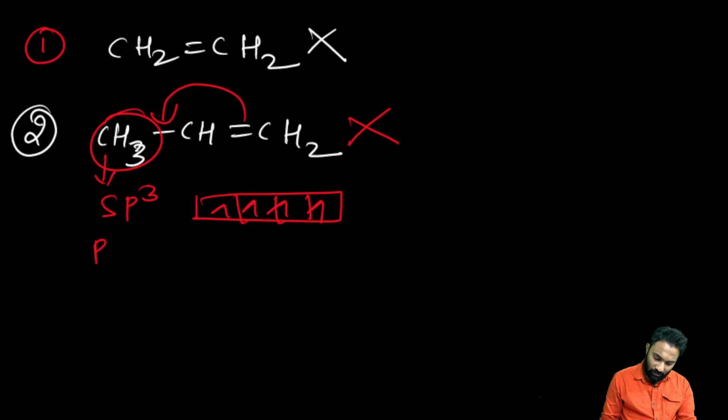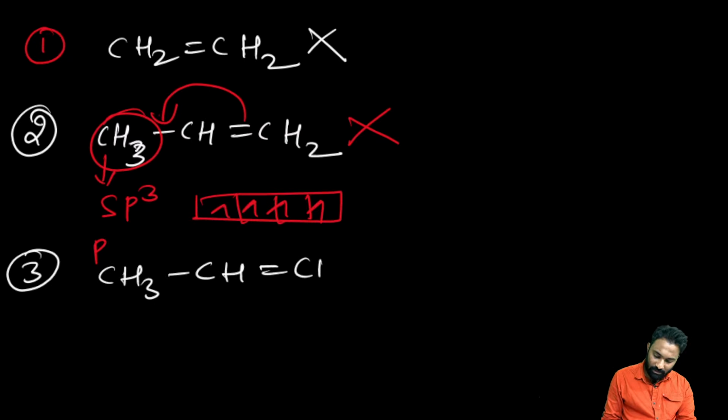Then second, now we'll see the third one. Here this is CH3, then CH double bond CH, and here it is CH3. Now will the conjugation happen in this compound? Will the conjugation happen in this compound? The third one.